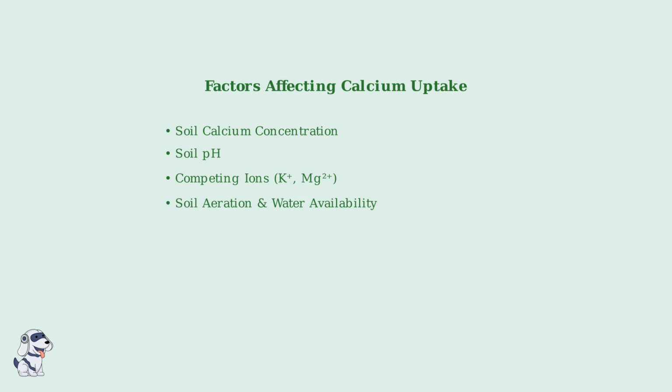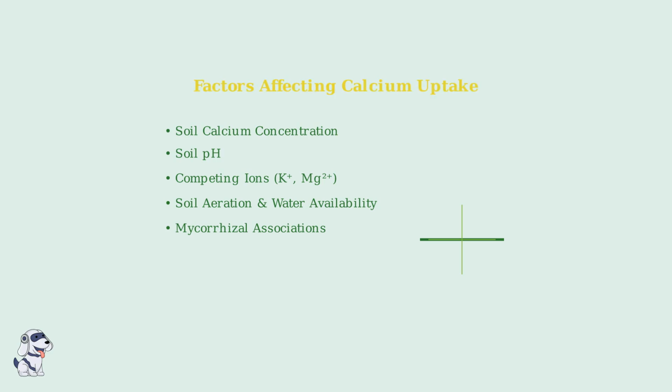Soil aeration and water availability affect root health and transpiration rates, which indirectly impact calcium uptake. Well-aerated soils with adequate moisture support better root function and calcium absorption. Mycorrhizal associations with beneficial fungi can significantly enhance calcium uptake by extending the effective reach of the root system. These fungal partners help plants access nutrients from a much larger soil volume than roots alone could reach. Understanding these mechanisms and factors is essential for optimizing plant nutrition and addressing calcium deficiency issues in agricultural and horticultural systems.